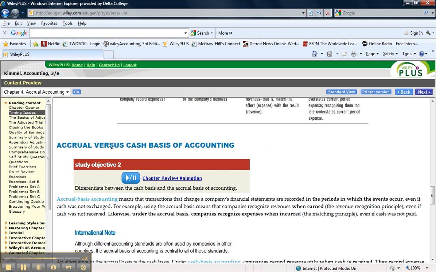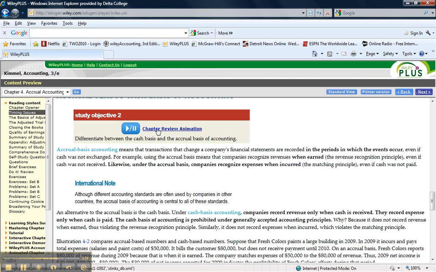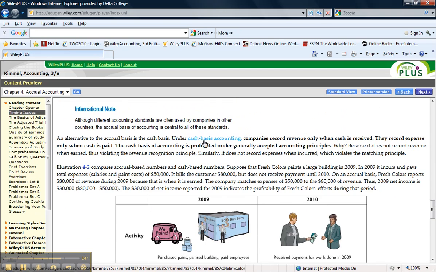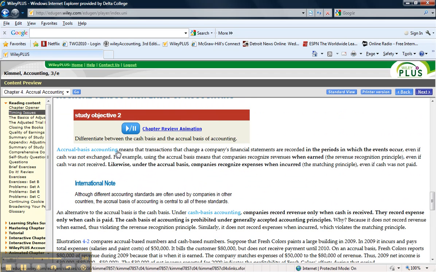The cash versus accrual basis of accounting is discussed here. You can see there's review animations. So if you want to have it explained to you by an author or narrator, you can click on these interactive links. Accrual accounting and the cash basis of accounting are described here. Accrual accounting means that you're going to record revenue when it's earned and you're going to record expenses when they're incurred. It doesn't follow cash receipts or cash payments.